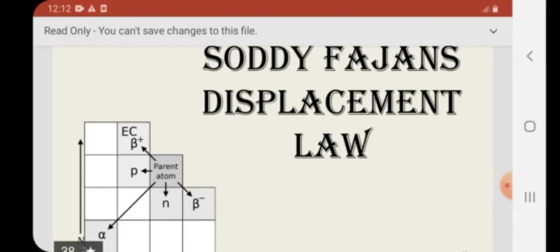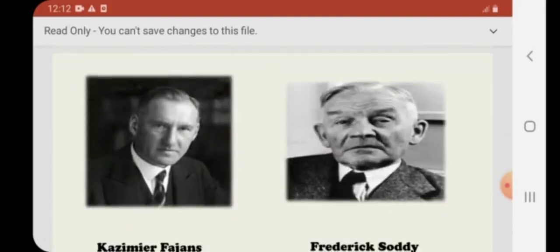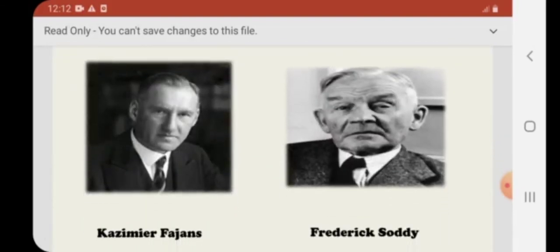During a radioactive disintegration, the nucleus which undergoes disintegration is called a parent nucleus, and that which remains after the disintegration is called a daughter nucleus. These are the photographs showing Casimir Fajans and Frederick Soddy.